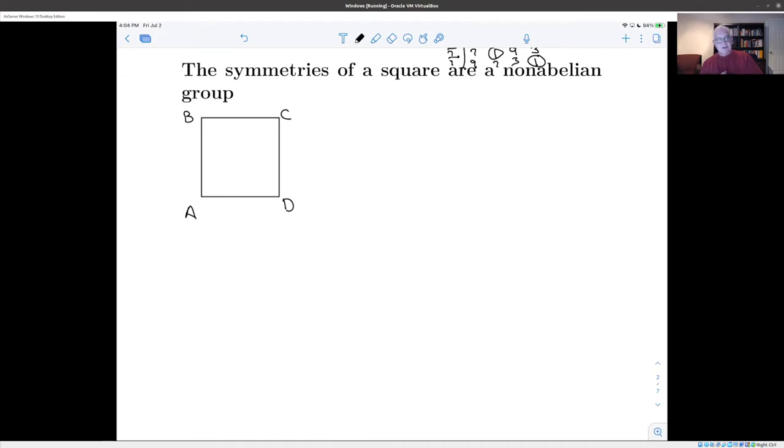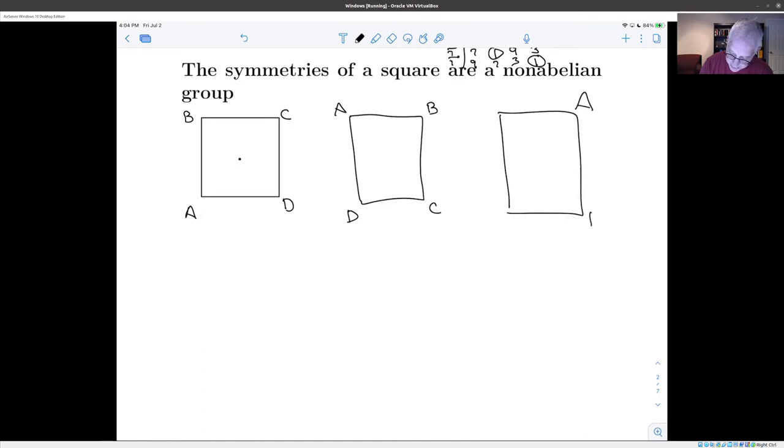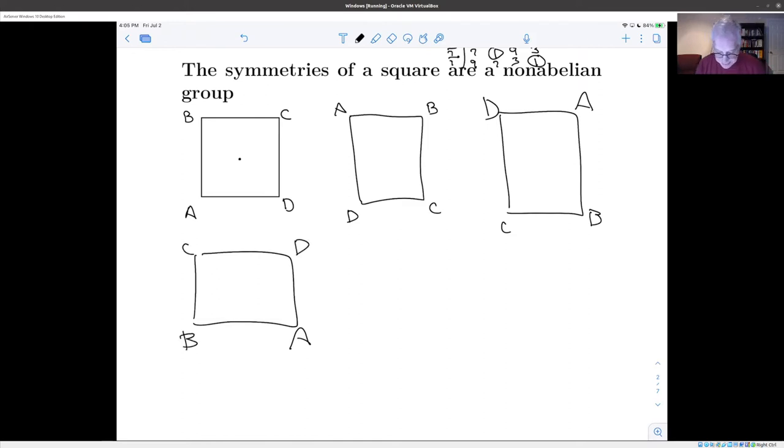But not every rearrangement of the vertices is possible, because you have to make sure that the vertices that are connected to each other move together. So what are the symmetries that are possible? Well, one thing you can do is you can rotate the square around its center. You can take it first to the square A, B, C, D, and then to the square A, B, C, D, and then to the square A, B, C, D. And then finally back to the beginning.